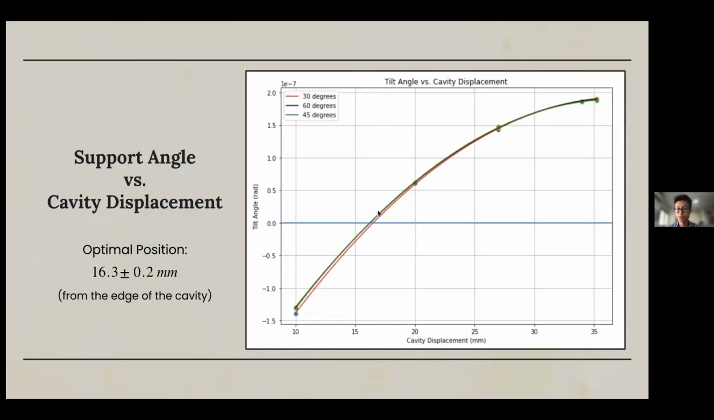So after careful inspection of the contact condition, the loads and constraints through simplifying the cavity, the tilt angle was plotted against the cavity support displacement. And here it shows that the 30-degree support is shifted slightly higher along the displacement compared to the other angles, but the difference between these angles is very small. The optimal position of the support is within 16.3 millimeters plus or minus 0.2 millimeters from the edge of the cavity.